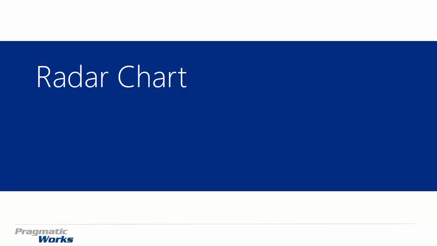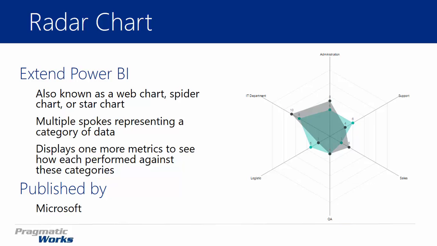And welcome back. In this module, we're going to be looking at the radar chart. Now, the radar chart may also be known as a web chart, a spider chart, or a star chart. You may have heard of it known as any one of those things in the past. Basically, the idea of the radar chart is you have multiple categories of data that you want to look at, and you want to view different metrics on top of those categories.